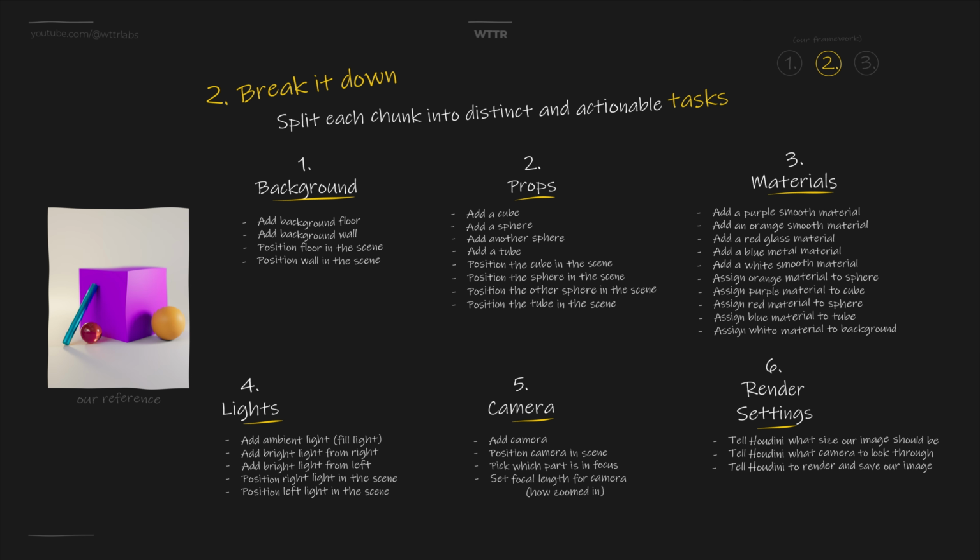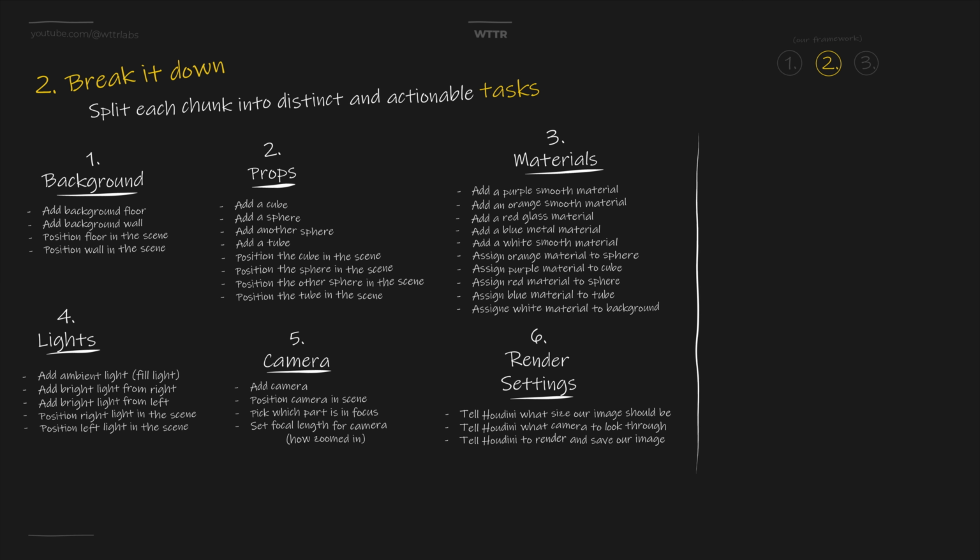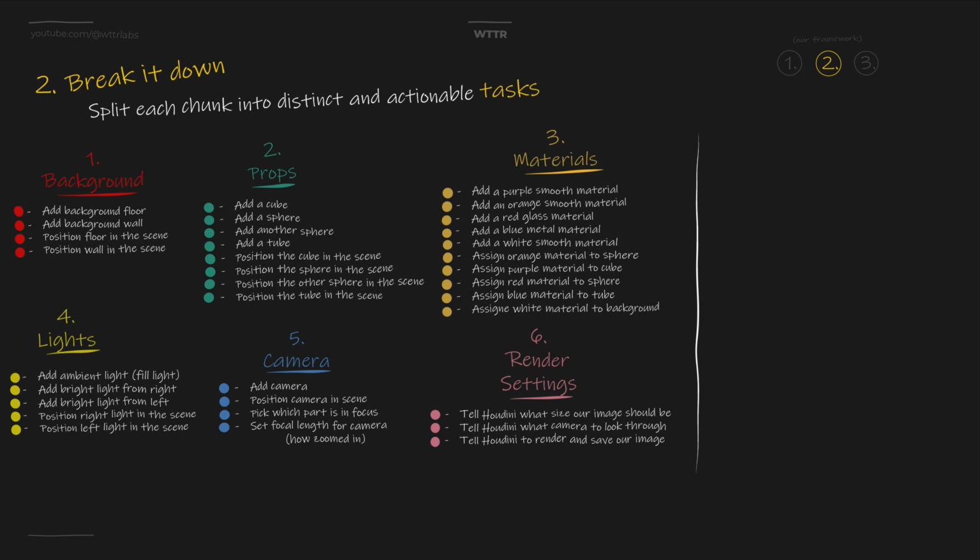Now, seeing this list of tasks makes this scene a lot more straightforward to set up, but we're not done yet. First, let's assign each chunk as an individual color to help stay organized. Then, let's represent each individual task as a single dot. These dots will represent the action of completing that task. Now, if we listed out the tasks one by one in the order we can complete them, we will start to see how they fit together.